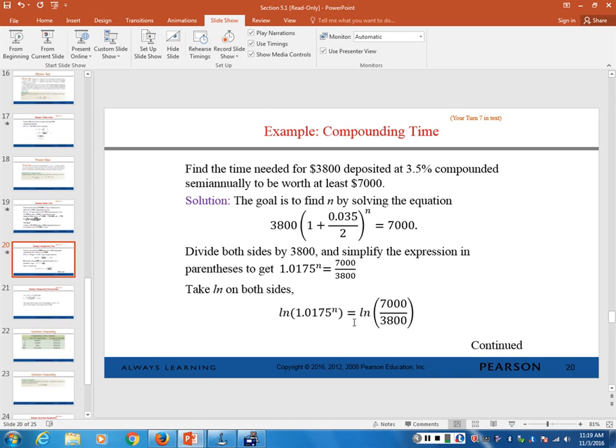Okay? The reason you have to use logarithms is because you're going to divide both sides by the 38,000, and that's going to leave you with an expression raised to a power. And in order to find that, the way you solve power equations is you take the natural log of both sides.